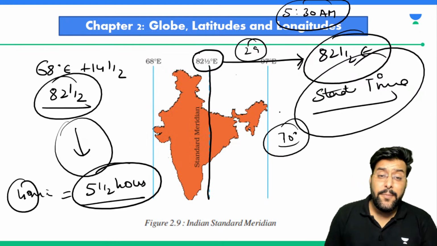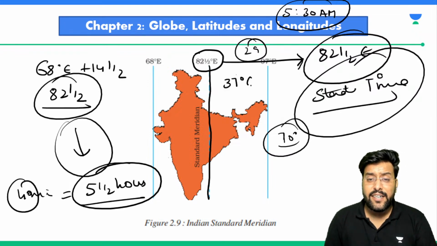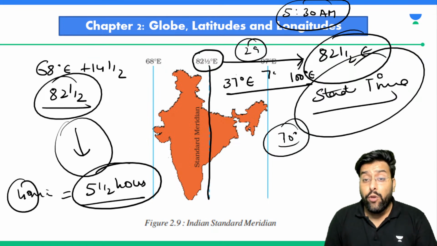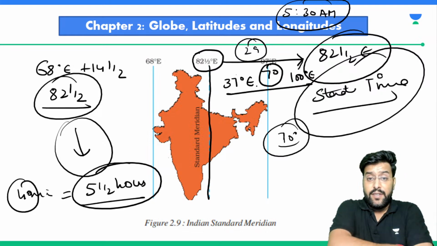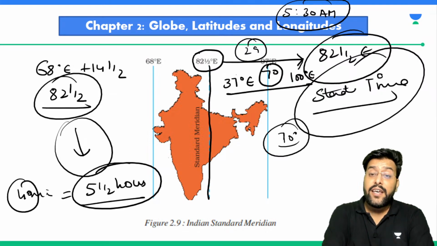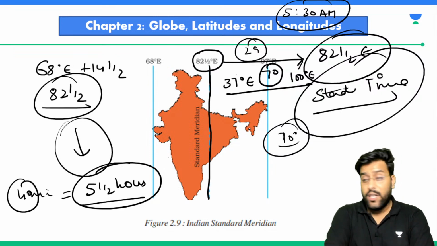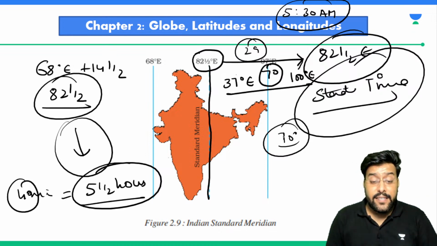So approximately the longitudinal extent of Russia starts somewhere at 36 degree, 37 degree east and goes up till 100 degree east. So almost 70 longitudinal difference. Almost 70 longitudes were passing from here. So you can imagine the time difference of this.